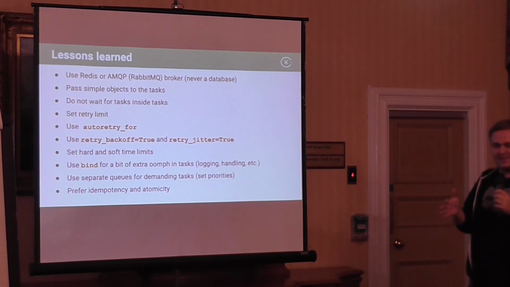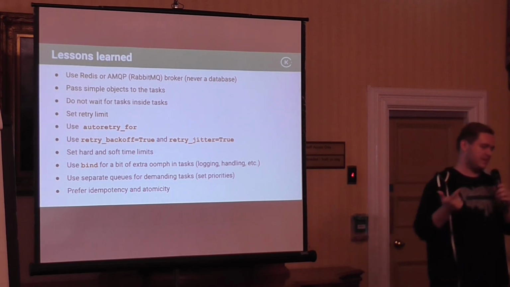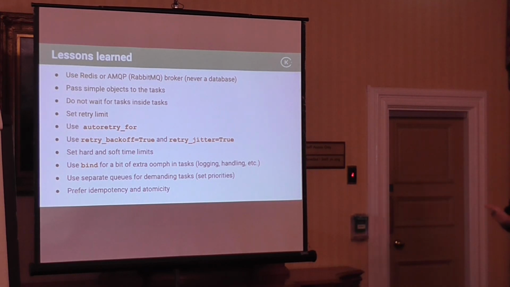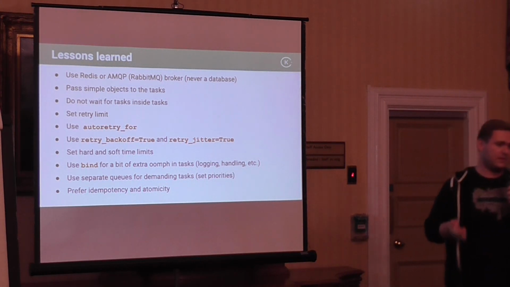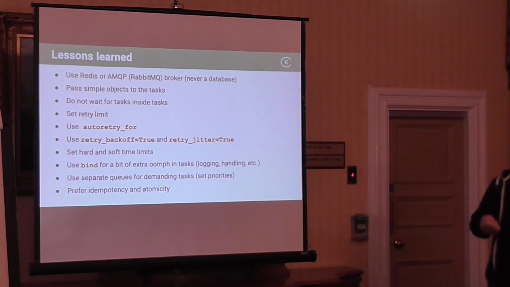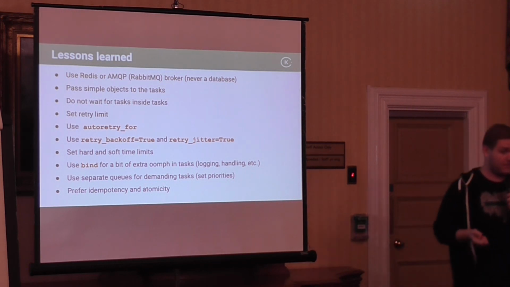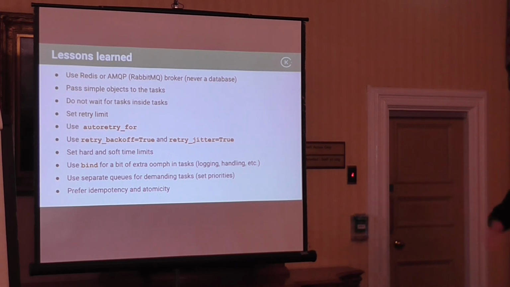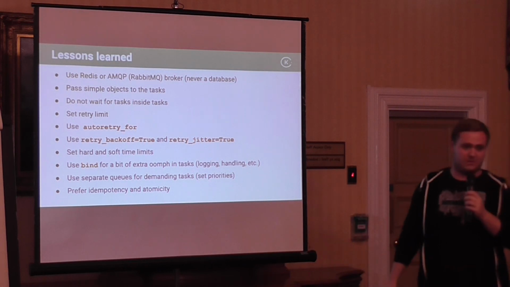to smartly retry for exceptions. Use retry backoff and use retry jitter, so you will ease up other systems. Set hard and soft time limits for the tasks, so they can be killed gracefully and then violently. Use bind for a bit of extra oomph in the tasks, so you can log, you can react, you can raise other errors. Use separate queues for demanding tasks, so the demanding tasks don't starve out. And prefer idempotency and atomicity in your tasks.